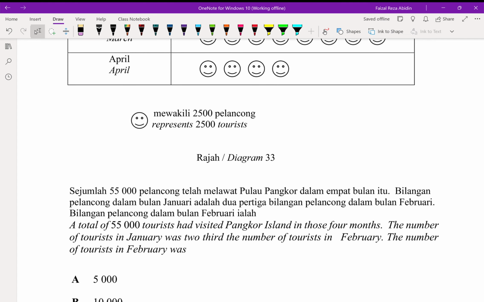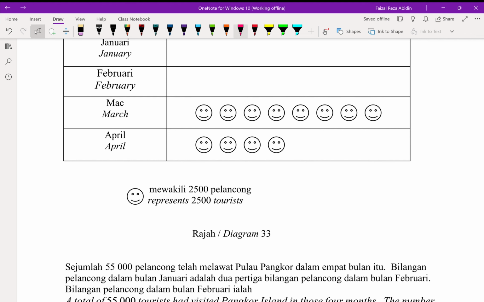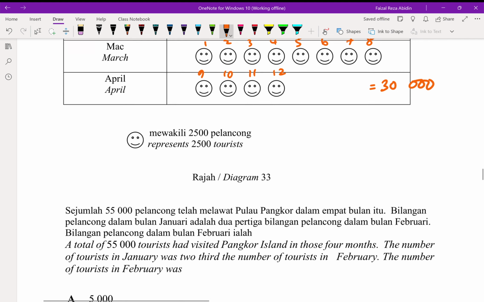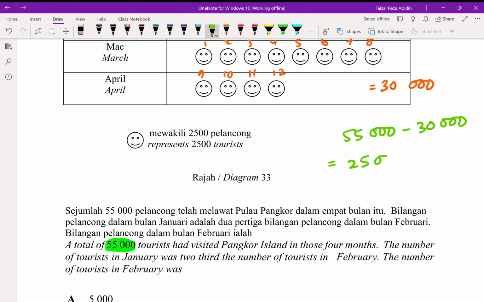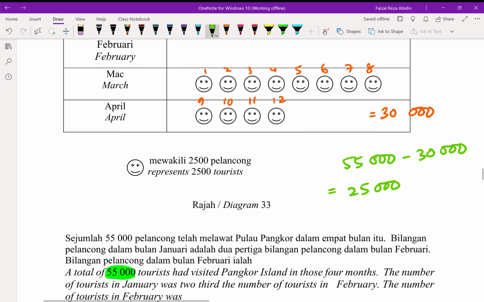The total is 55,000. So first we have to subtract. Subtract with how many here? 1, 2, 3, 4, 5, 6, 7, 8, 9, 10, 11, and 12. 12 times 2,500 is 30,000. So we have 30,000. The total is 55,000, so 55,000 minus 30,000, you are going to have 25,000. Am I right? Yes.